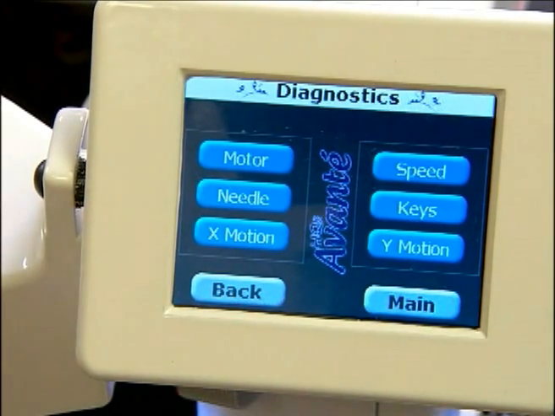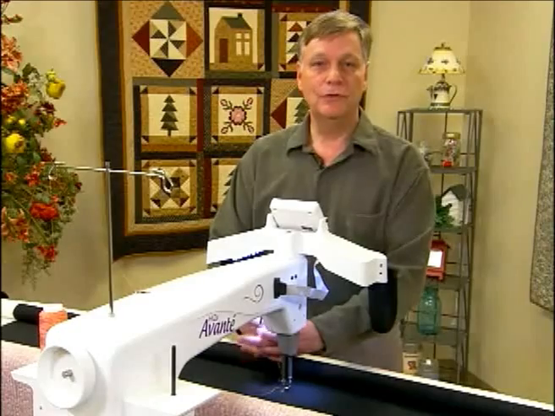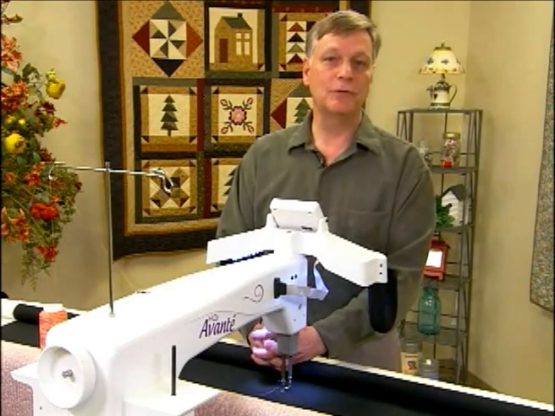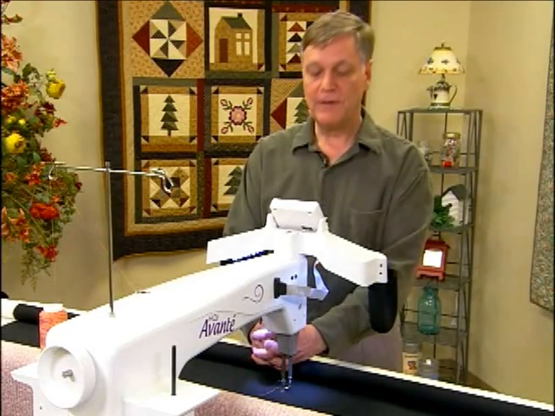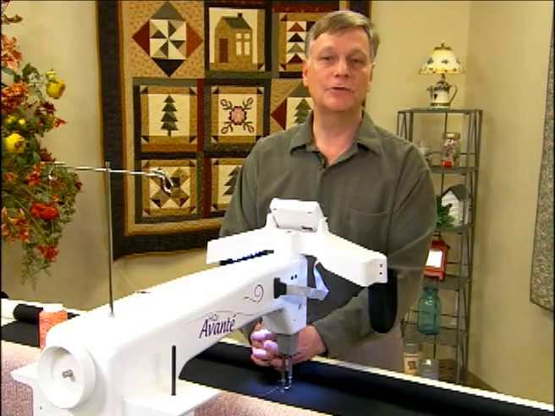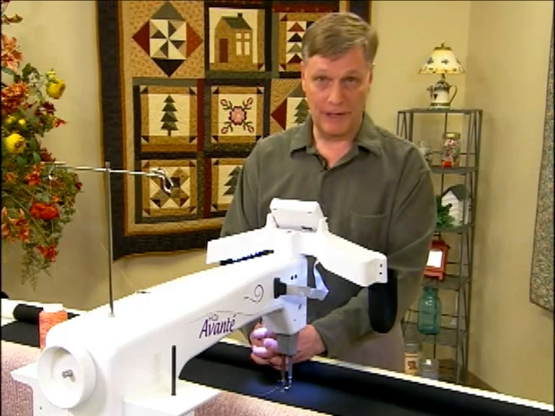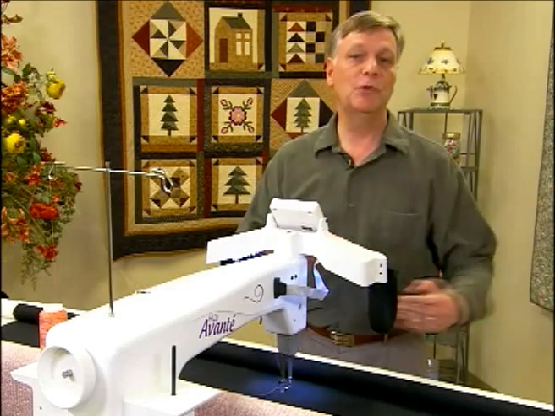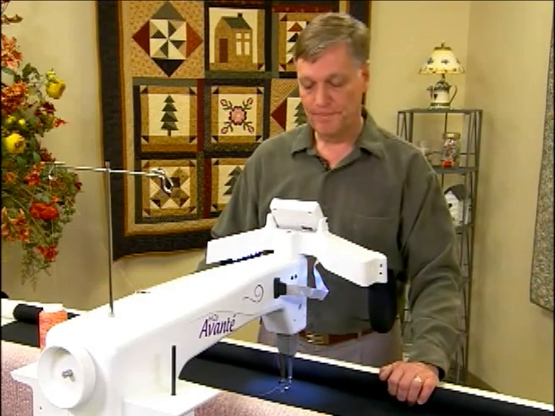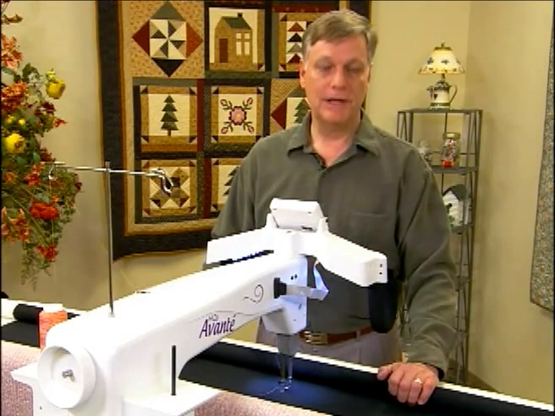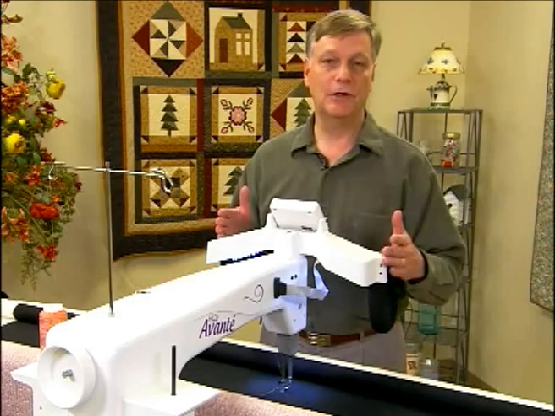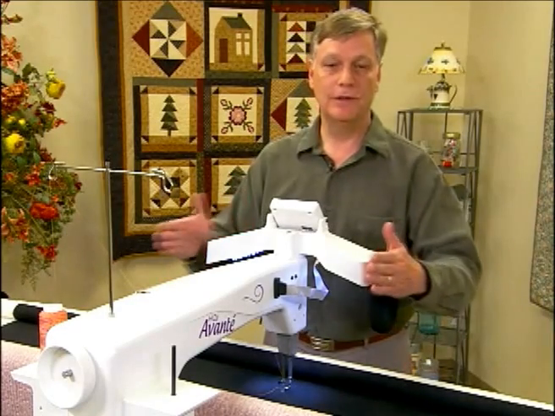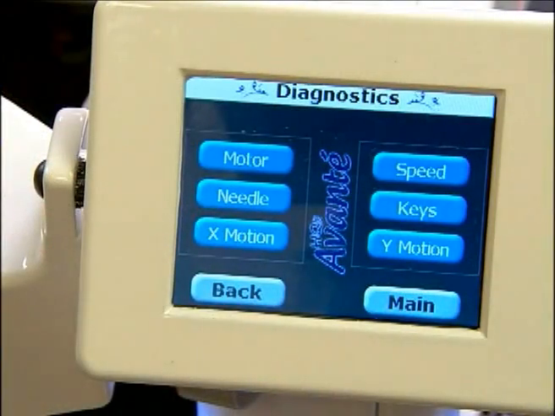These 2 tests help you to diagnose problems with your regulation system. The X motion test allows you to diagnose the encoder that's on the back of the machine, which controls the right and left movement of your machine. The Y motion test tests the encoders that are on the machine itself, going forward and reverse.